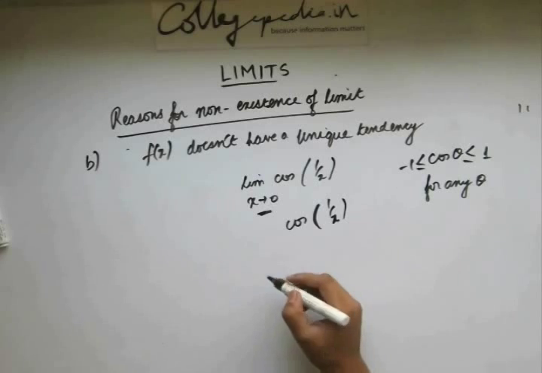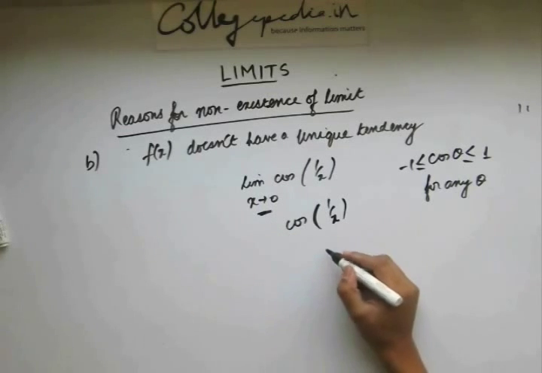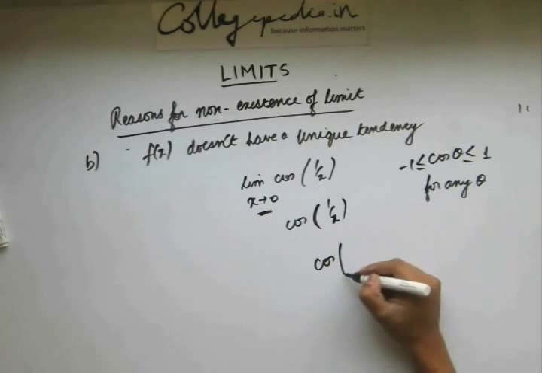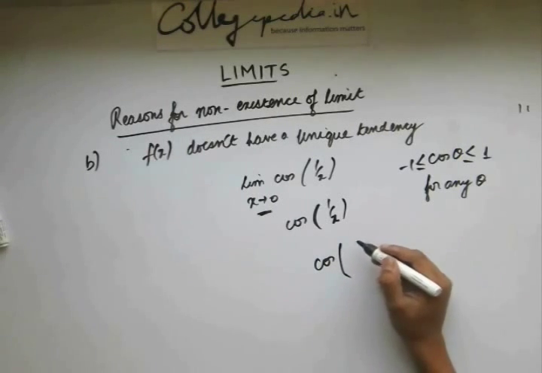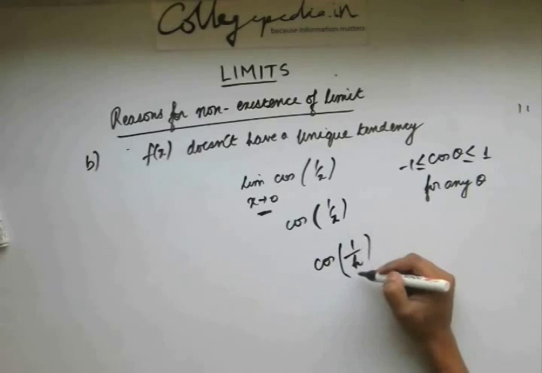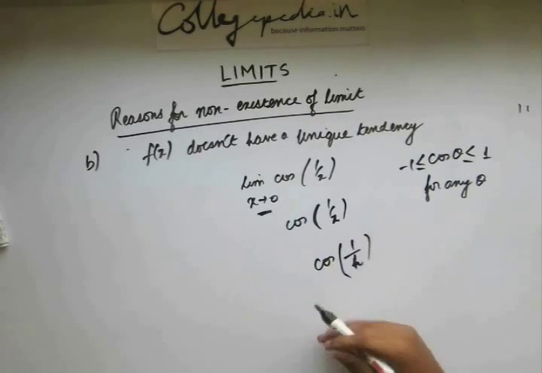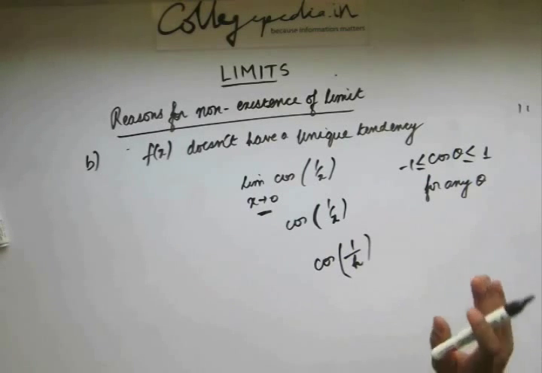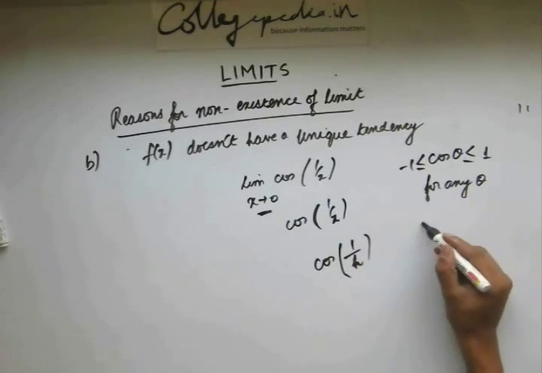Or let's make it more clear. Let's approach x to 0 from the right hand side first. So I have x equals h, where h is a positive number. Now, since h is a very small quantity, 1 by h is a very large number. I don't know what the value of 1 by h is. It can be a very large positive number.